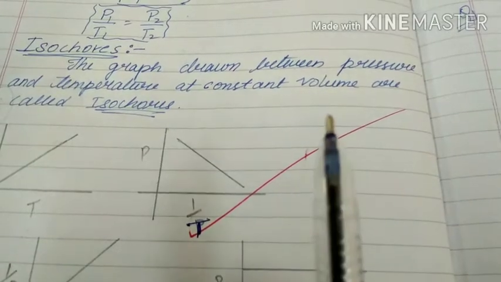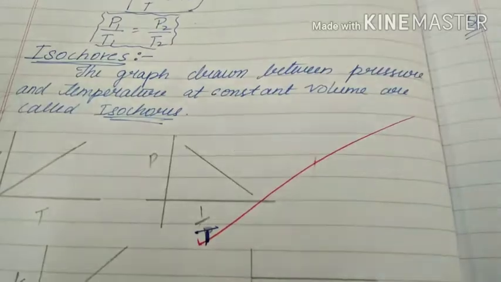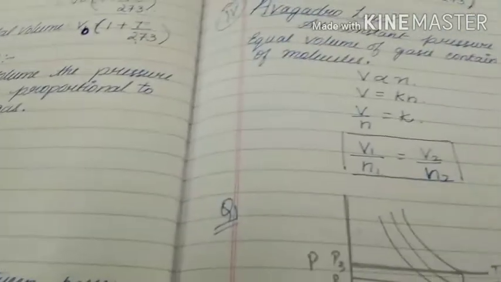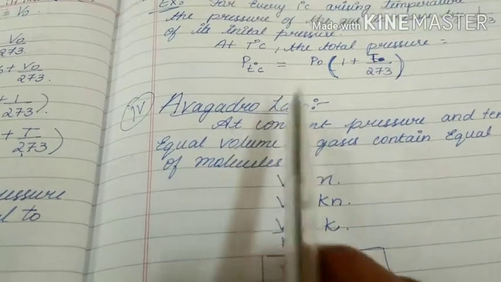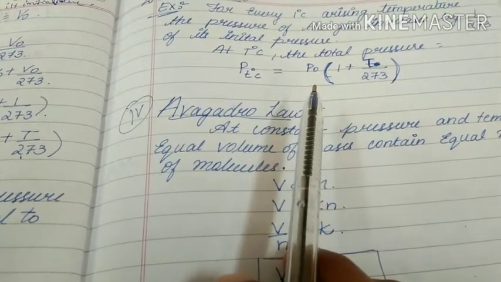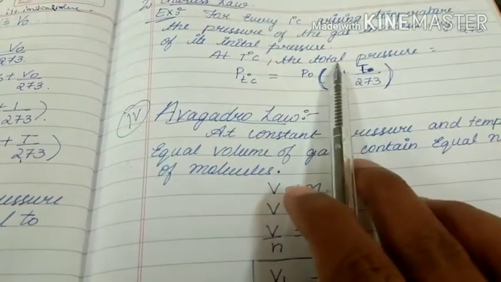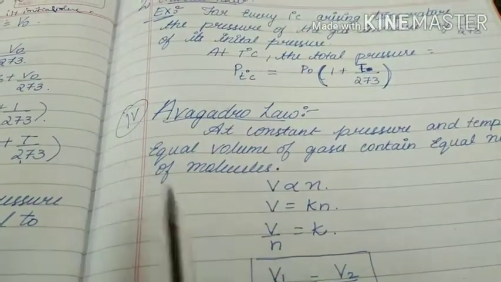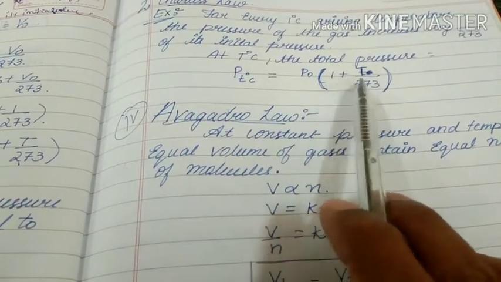This is about Gay-Lussac's law. Here one more statement is there for Gay-Lussac's law. That statement is, for every 1 degree rise in temperature, the pressure of the gas also increases by 1 by 273 times of its initial pressure, just like our second statement in Charles' law. Then finally Pt degrees is equal to P naught into 1 plus T by 273.